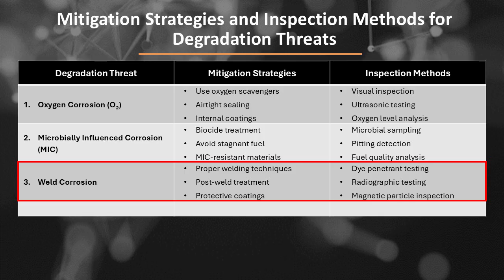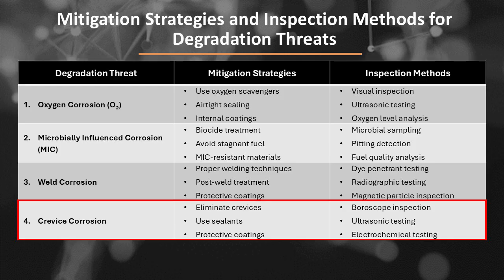Degradation threat number 3, weld corrosion. Mitigation strategies for weld corrosion may include, proper welding techniques, post-weld treatment, and protective coatings. Inspection methods for weld corrosion may include, dye penetrant testing, radiographic testing, and magnetic particle inspection.